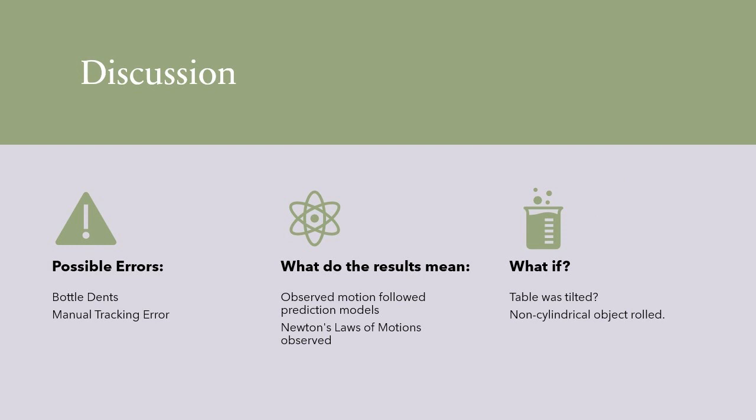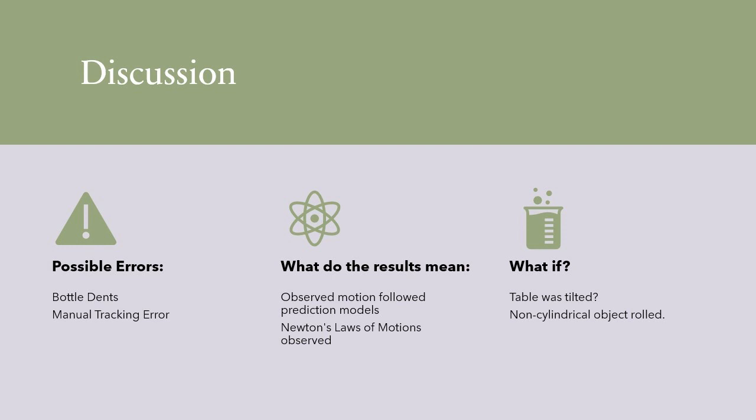Now, what do the results mean for our conclusions? They mean that the observed motion followed the prediction models. Hence, the objects followed Newton's laws of motion, which were used to create the equations seen in the first introduction slide, and the graphs, the prediction models, were followed by the objects. Therefore, Newton's laws of motion can be observed in real life.